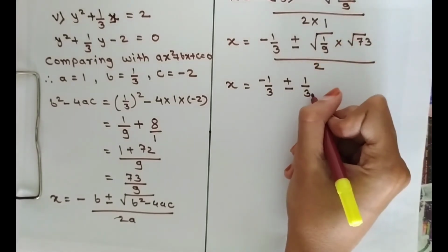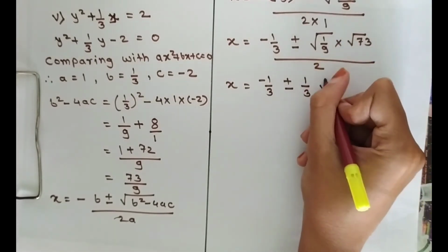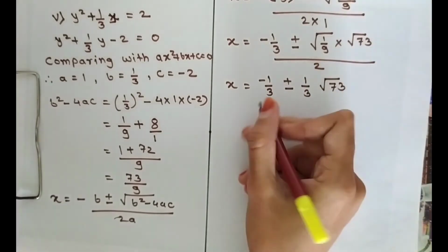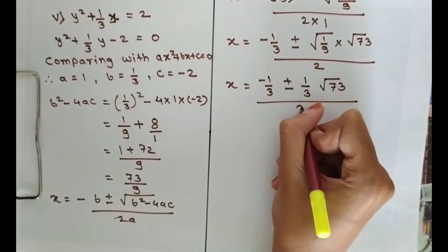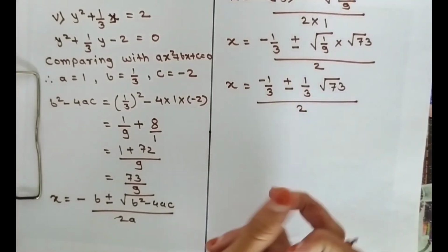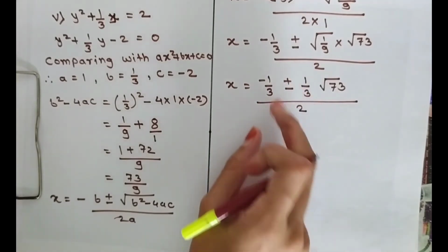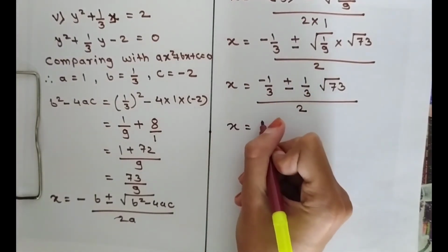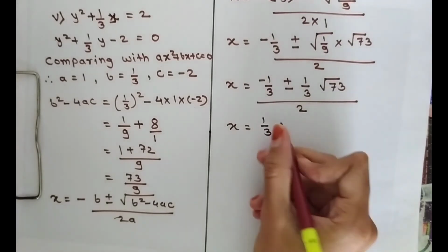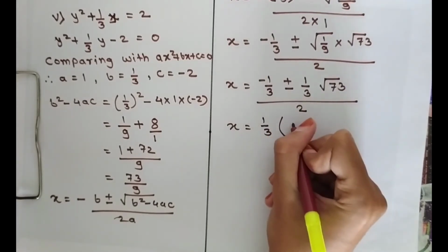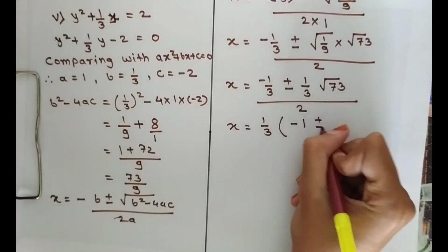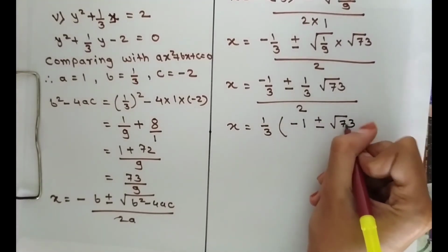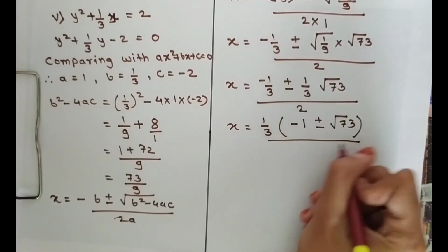9 is a 3 square, so 1 upon 3 into 70 root 73 upon 2. Now in this, 1 upon 3 is common, so x is equal to 1 upon 3 in bracket, minus 1 plus or minus root 73 upon 2.